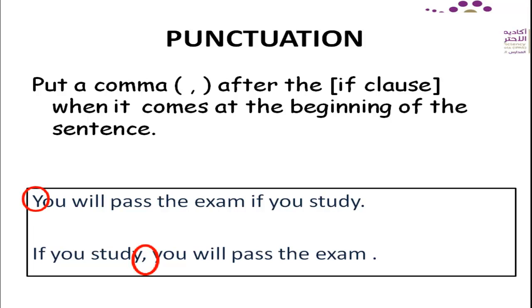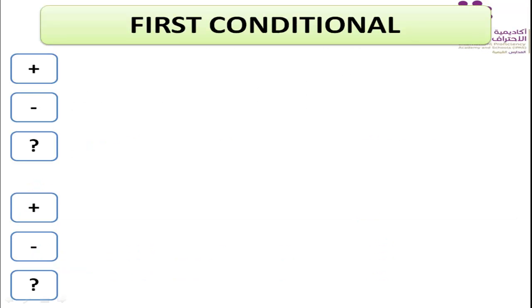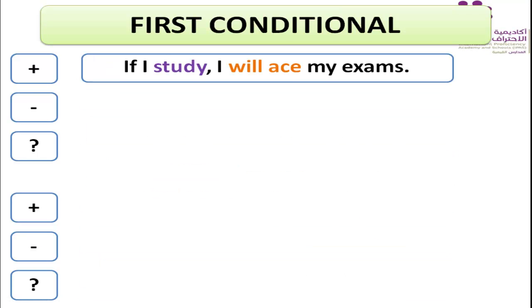Remember, we capitalize the initial letters in the sentences and we add the full stop at the end of the sentences. Now, in order to sum up all the ideas here, let's take the following examples for first conditional sentences. If I study, I will ace my exams. This is an affirmative sentence in both the if clause and the main clause.